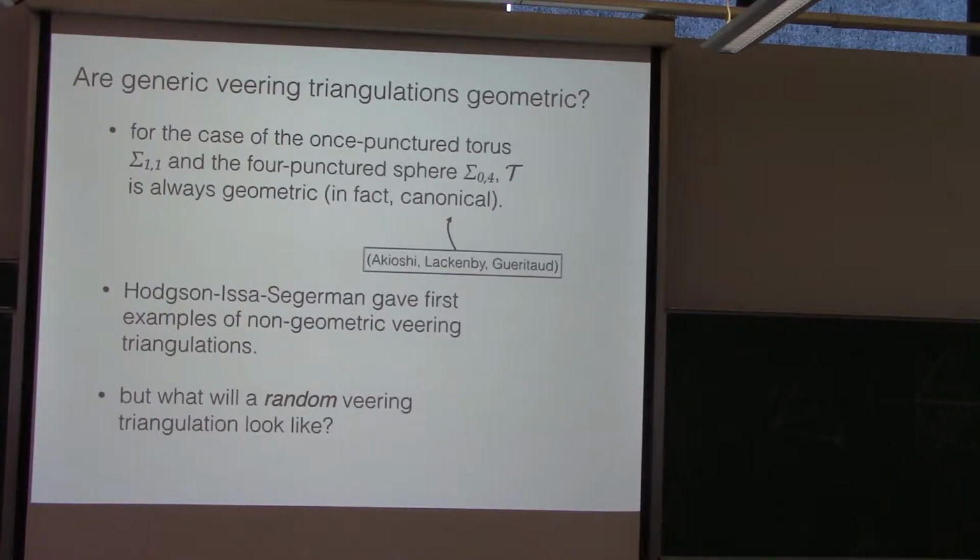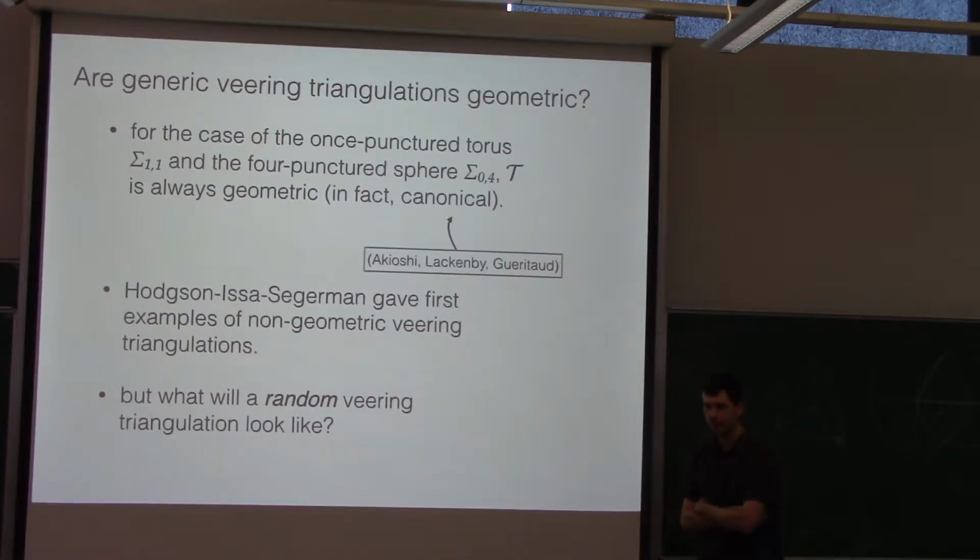So, as I said earlier, for the case of the once-punctured torus or the four-punctured sphere, these are always geometric. This is a result of Akiyoshi, Lackenby, and Garitow independently. In fact, in these cases, these are canonical triangulations, if you know what that is. And so, as I also said, Hodgson and Singerman gave the first examples of non-geometric triangulation.